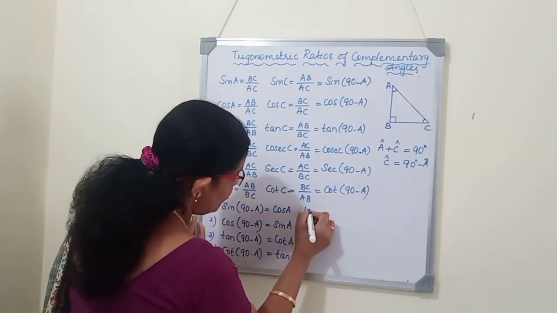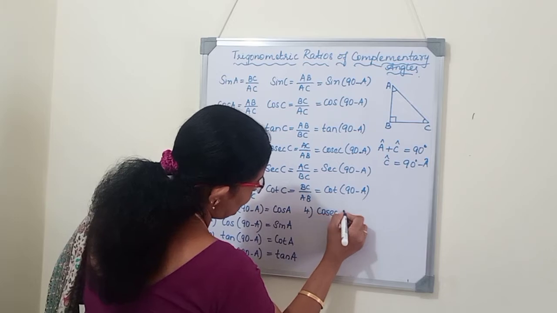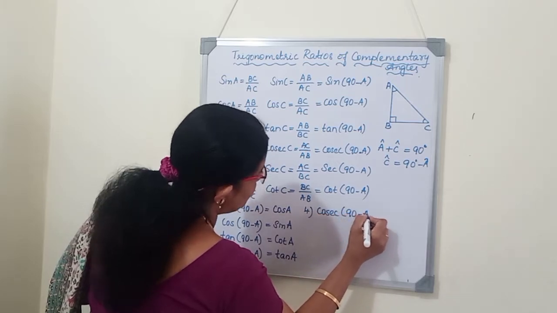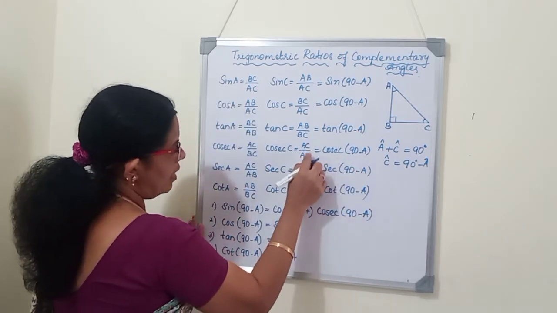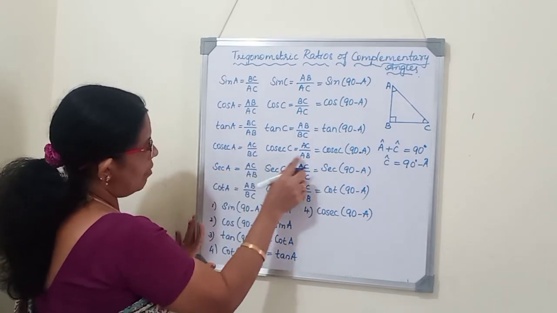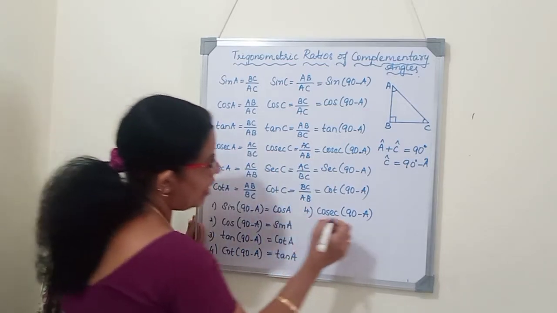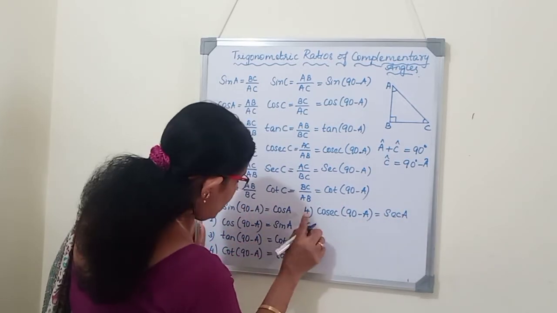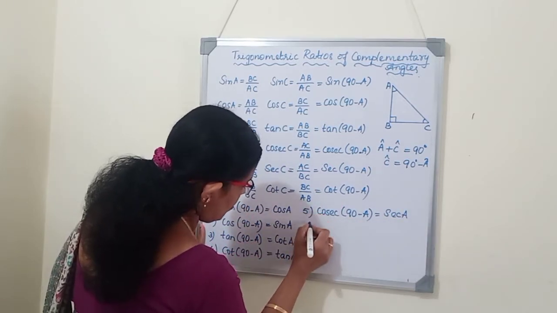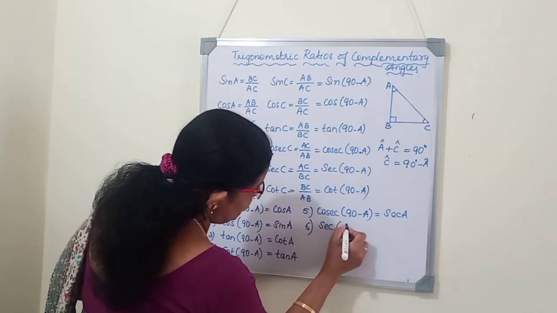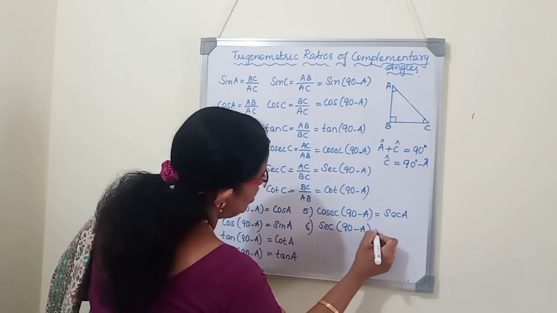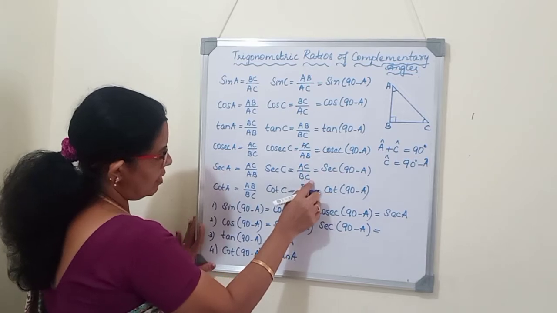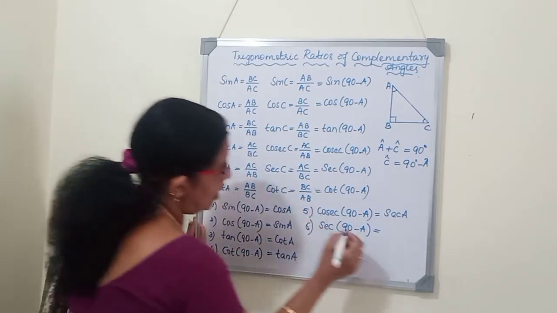Next one is cosec 90 minus A. Cosec 90 minus A is AC by AB. AC by AB is sec A. So cosec 90 minus A is sec A. And the last one is sec 90 minus A. Sec 90 minus A is AC by BC. AC by BC is cosec A.